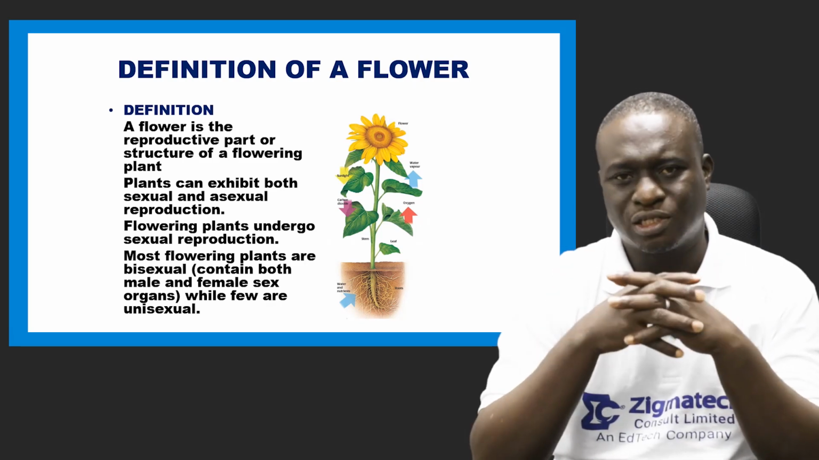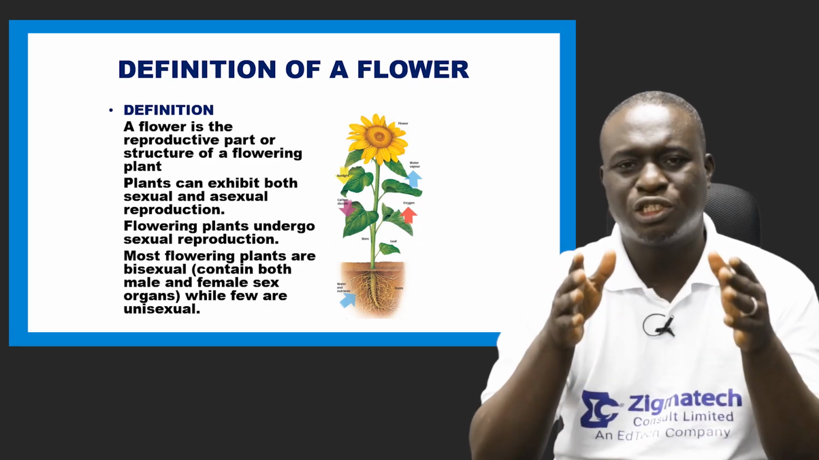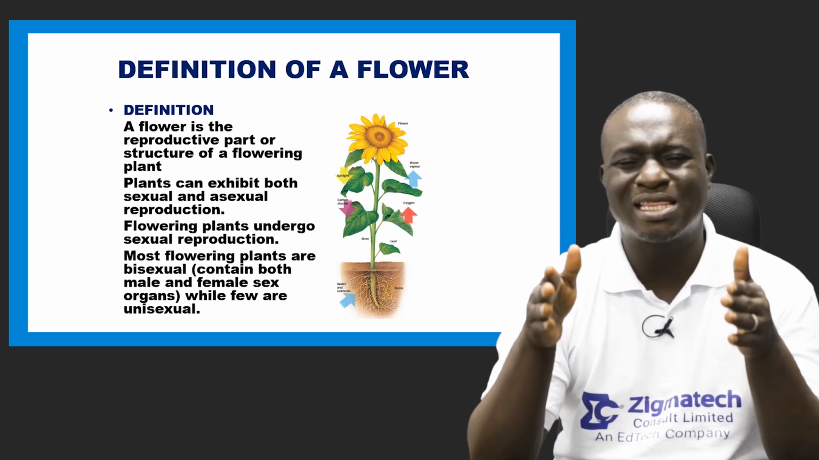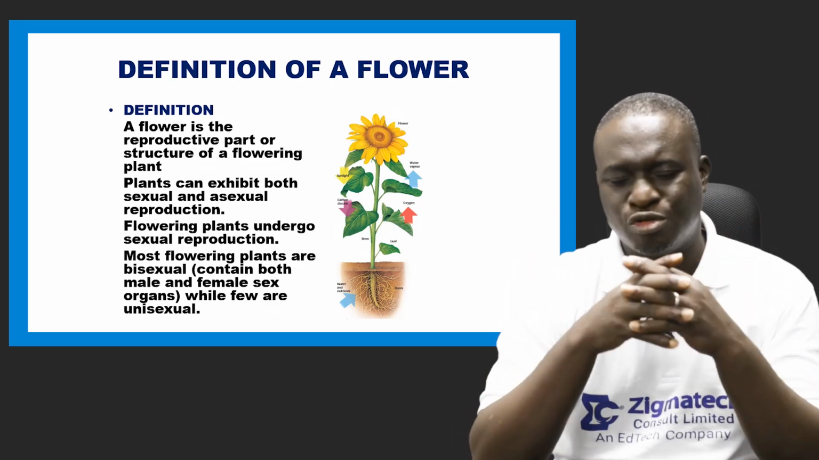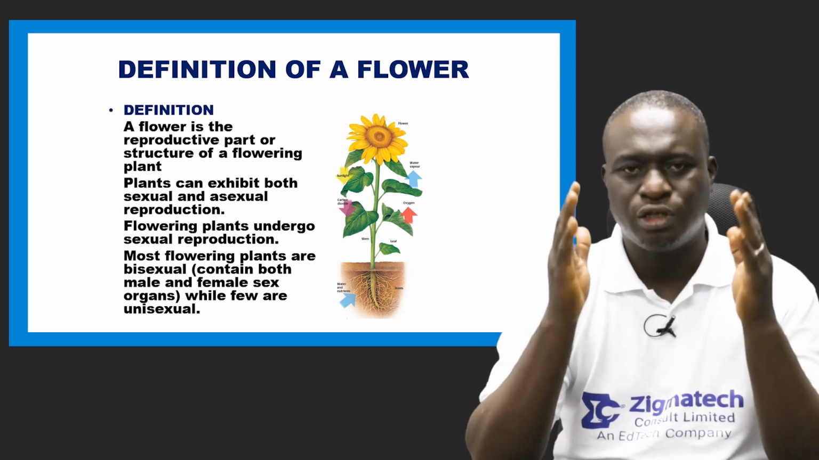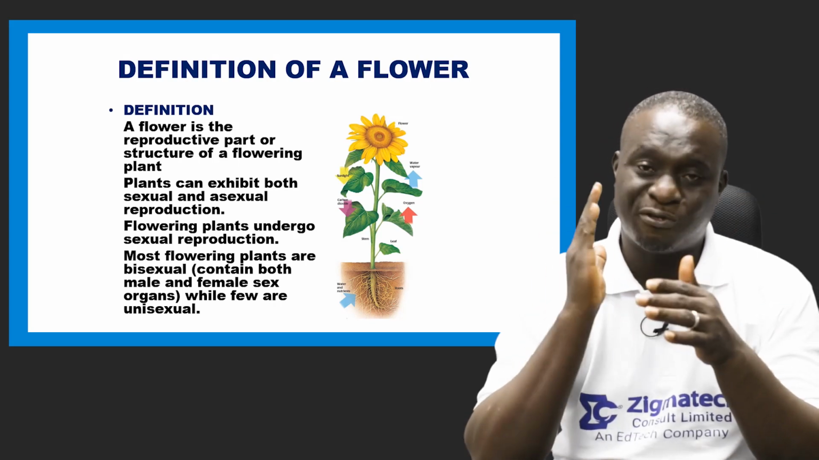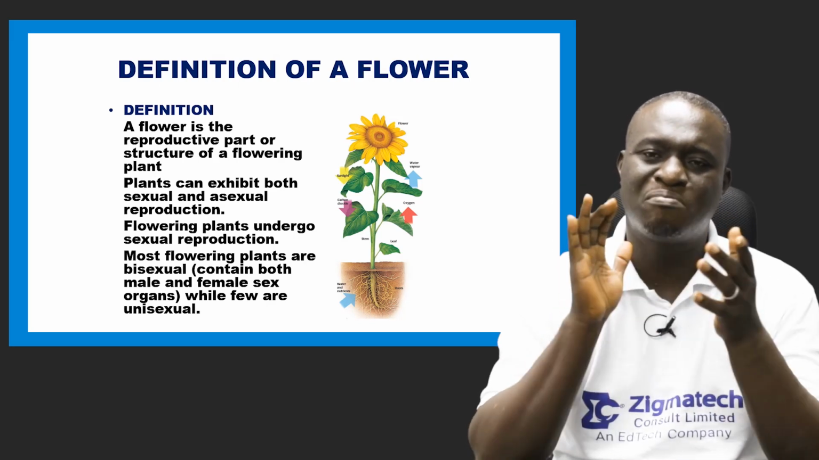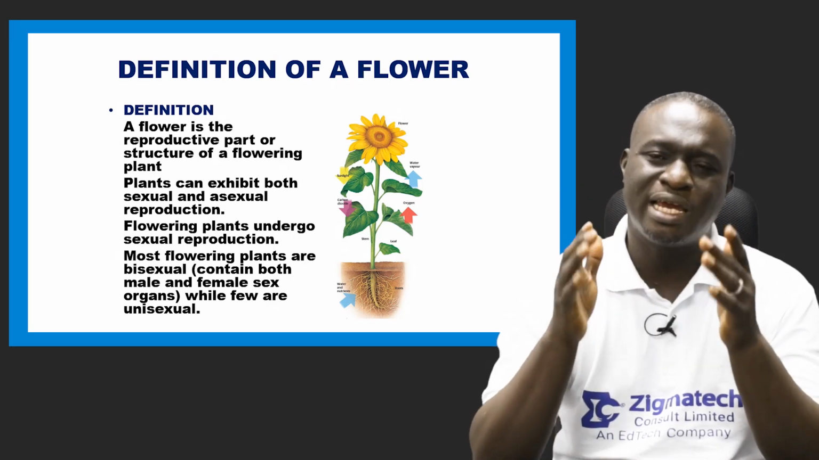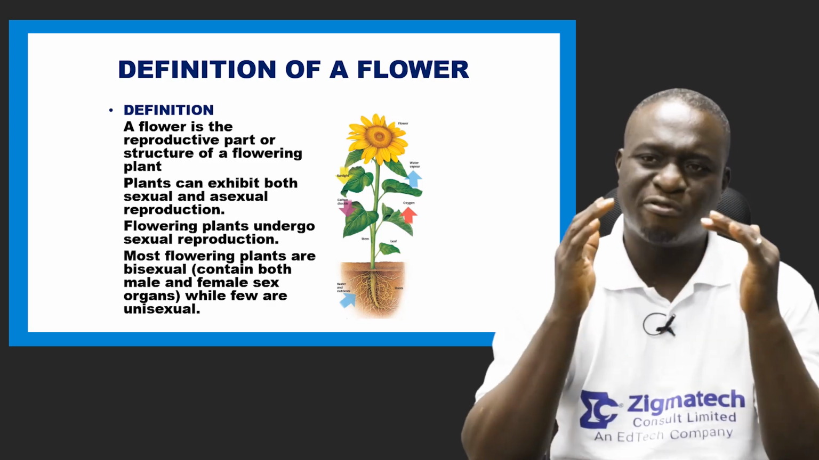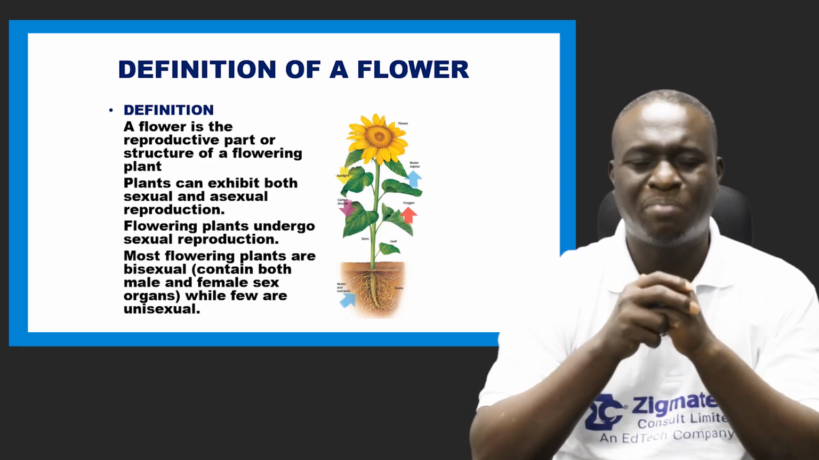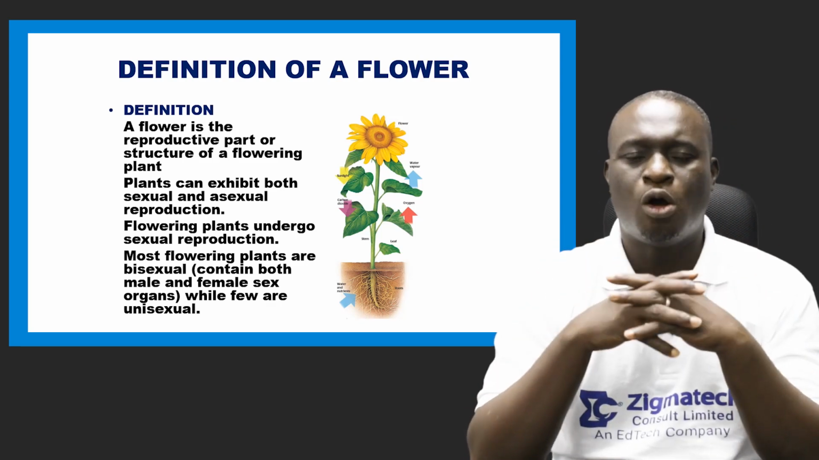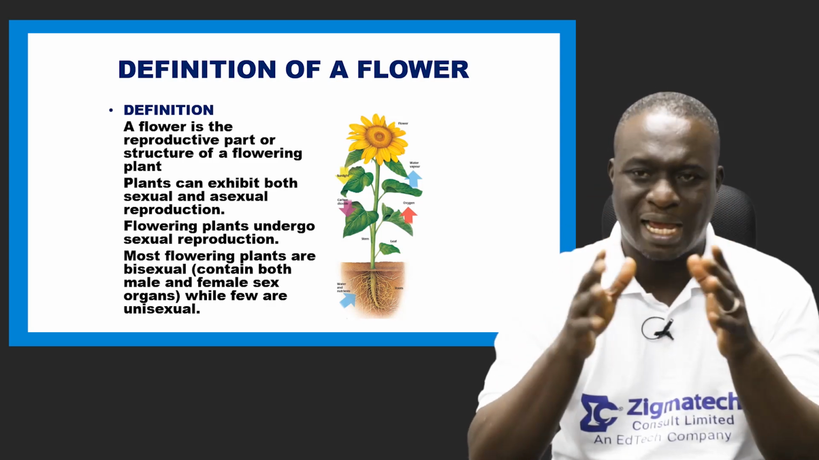So hence our discussion today. What we're discussing today has to do with flowers, and not the roots, not the leaves, not the stems, because the flower is the reproductive part of a plant. So what is a flower? By definition, a flower is the reproductive part or structure of a flowering plant.